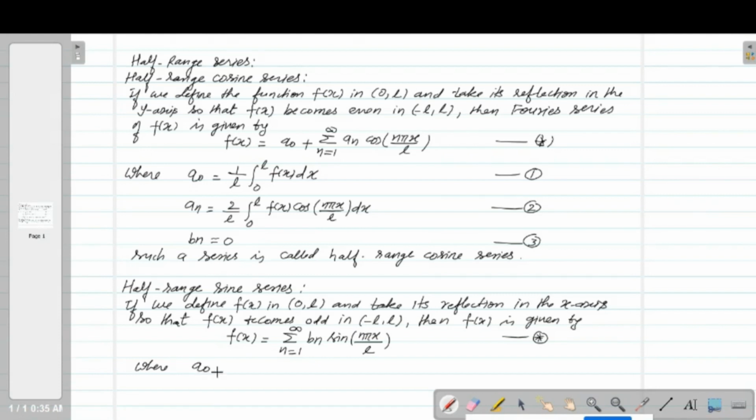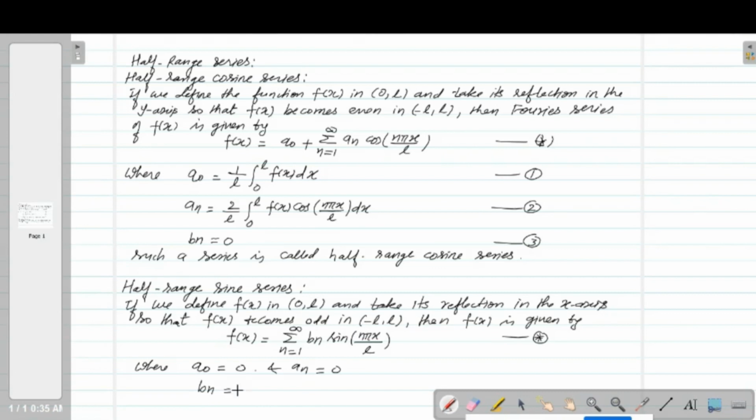And just determine the Fourier coefficients, where a naught is 0 in this case, and an is also 0. Okay, and bn will be what?